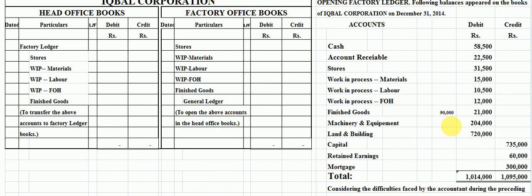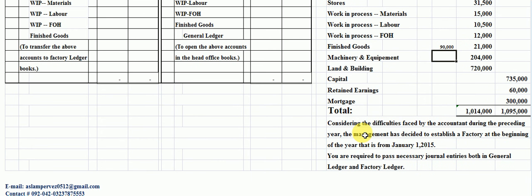Students, considering the difficulties faced by the accountant during the preceding years, the management has decided to establish a factory at the beginning of the year, that is from Jan 1st, 2015. You are required to pass necessary journal entries both in the general ledger and factory ledger here.